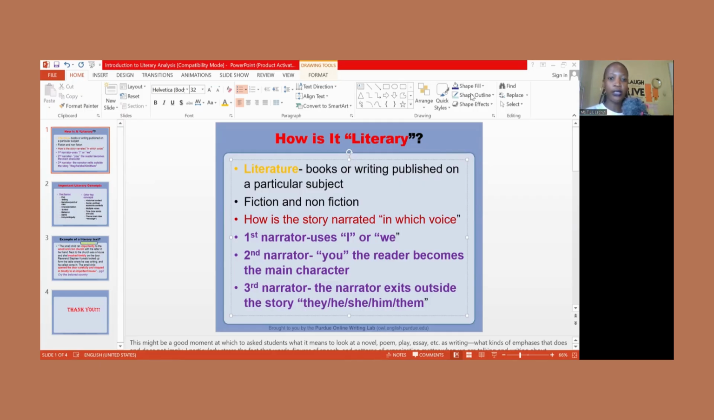Just a brief definition: literature actually means books or writings published on a particular subject. And then it is also important to differentiate between fiction and non-fiction. Fiction is something that is not based on the truth, something that is just created, not based on factual evidence, but non-fiction stories are based on the truth. So you must be in a position to thoroughly, if not explicitly, understand and differentiate between the two.